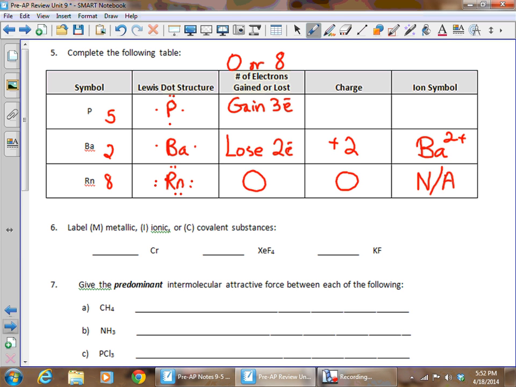Gaining 3 electrons, we just got 3 negative particles into our neutral atom, which means that we're going to become more negative, a -3, and we end up with P3- for our ion symbol.